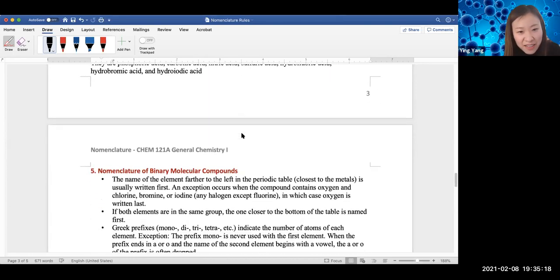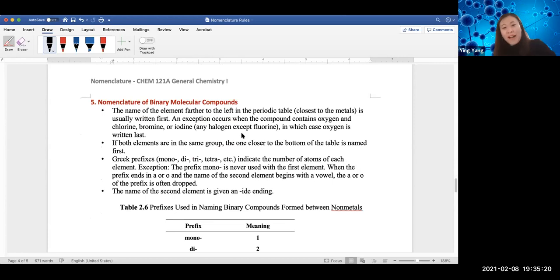All right, let's just continue to the next one. Binary molecular compounds. This is a new word. What is a binary molecular compound? Simply as the name suggests, it's just compounds with two elements, right?